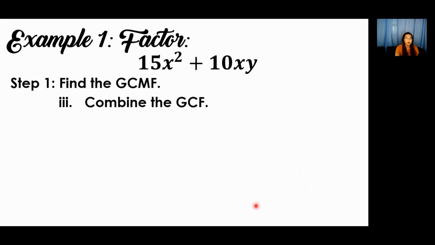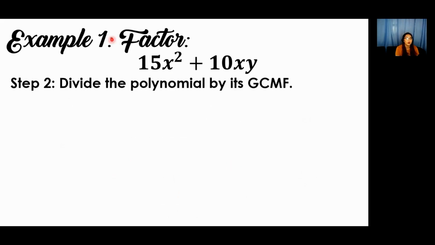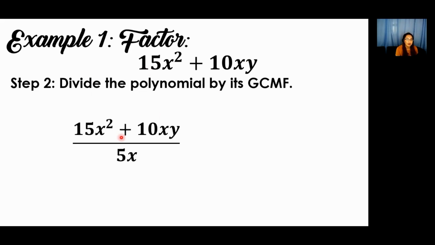Now, we have to combine those two. So, the GCMF for 15x squared and 10xy is 5x. Okay? 5x. Now, for step number 2, ito na papasok yung factoring. Divide the polynomial by its GCMF. So, magdi-divide na tayo. The first term and the second term, i-divide out natin yung ating GCMF na 5x.